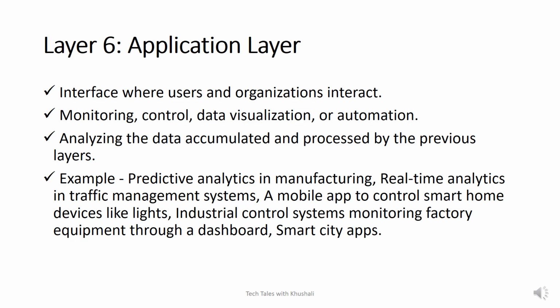Now, the sixth layer is the application layer. It represents the interface where users and organizations interact with the IoT system. It includes applications and services that deliver value to end users, whether it is monitoring, control, data visualization, or automation. This layer also focuses on analyzing the data accumulated and processed by the previous layers. It applies data science and AI/ML techniques to extract insights, detect patterns, and make decisions based on the data collected from the IoT devices. Now let's see what the examples are.